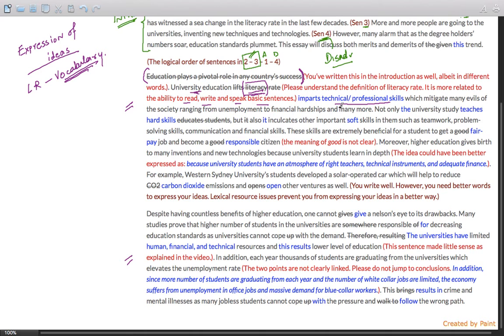The sentence continues, and well, here it would have been better if, instead of writing university study educates students, but what exactly does it educate? What exactly do you mean by education? And certain important skills such as teamwork, problem solving, communication, and financial skills. Now, these teamwork, leadership, problem solving, critical ability, communication, financial skills are called soft skills. And there are professional hard skills.